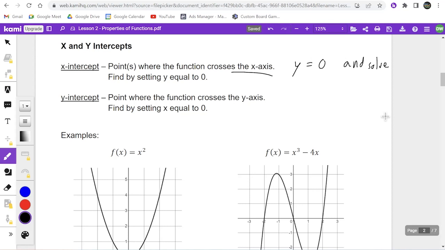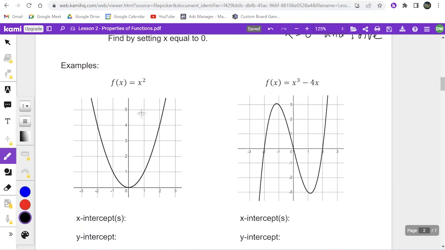I'm going to be repeating this on blast for the next hour, so you're going to get it by the end. And then the y-intercept is where you cross the y-axis, and again, it's the opposite of what you'd expect. You set x equal to 0 and solve. And that's how you're going to find the x and y intercepts. So now let's look at some examples.